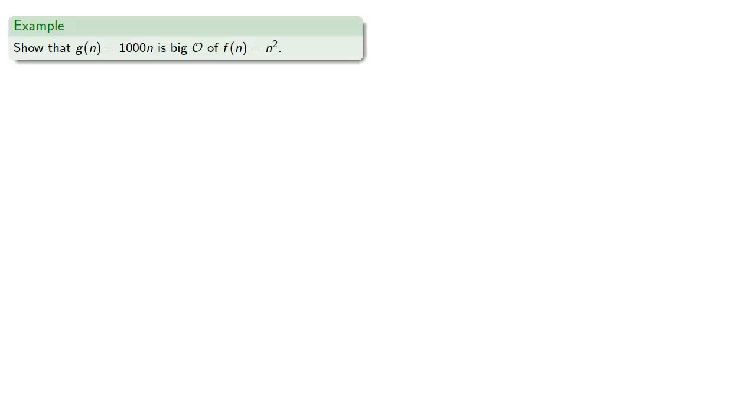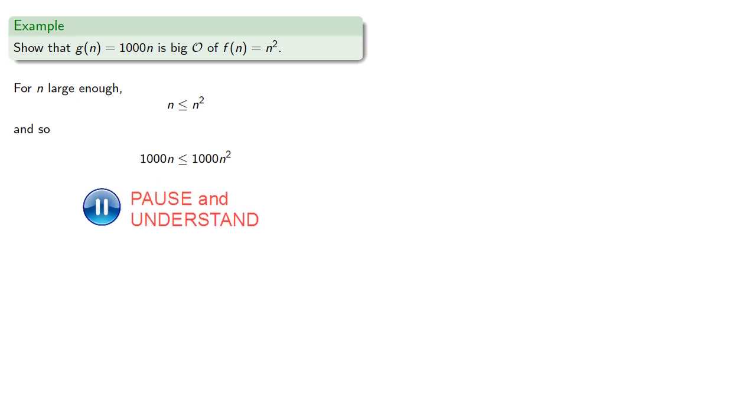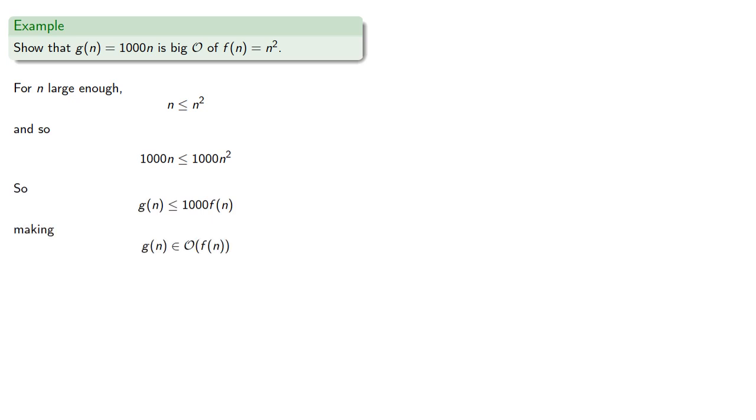So again, let's take those two functions. And for n large enough, we know that n is less than or equal to n squared. And so 1000n is less than or equal to 1000n squared, which is 1000 f of n. And so g of n is big O of f of n.